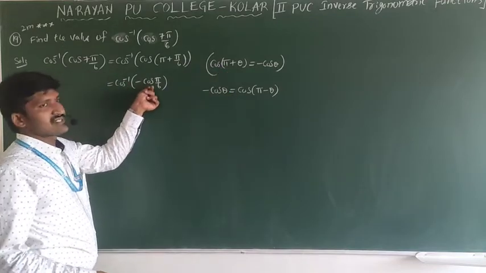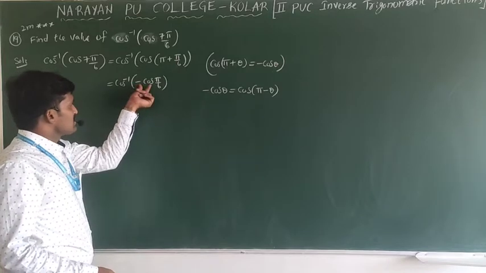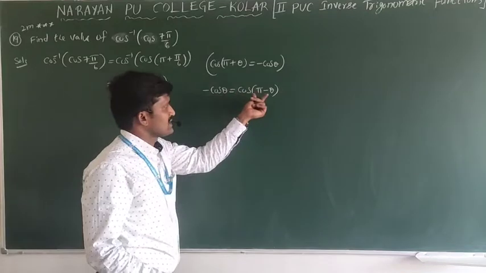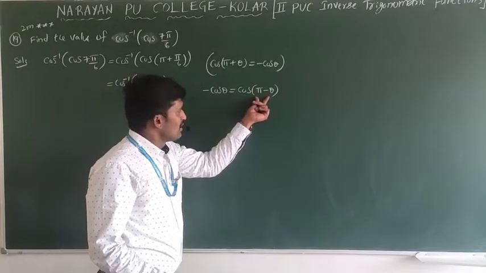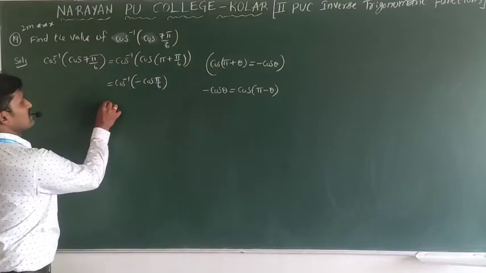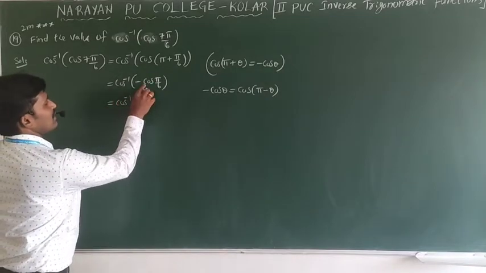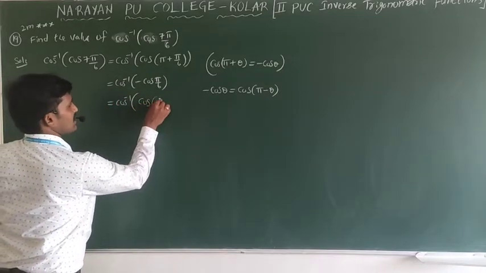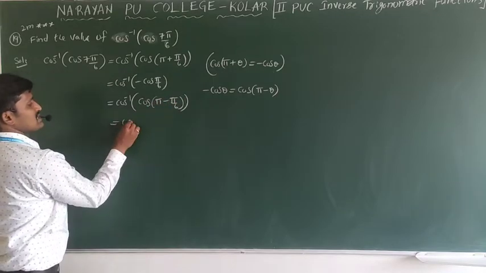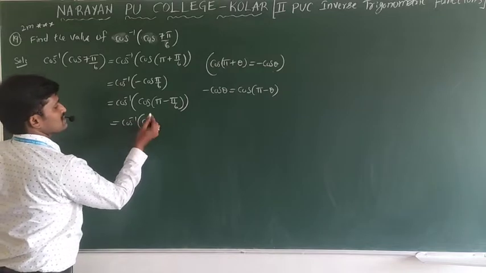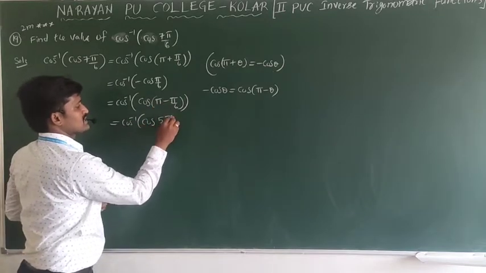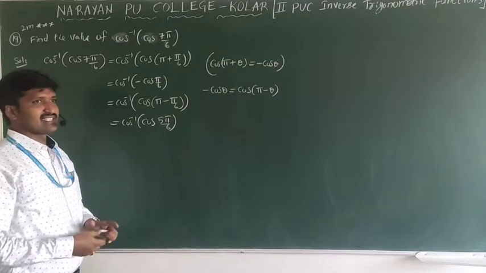To simplify this, to eliminate this minus, I am writing minus cos theta as the second quadrant angle, that is cos of pi minus theta. That is cos inverse of minus cos pi by 6, I am writing cos of pi minus pi by 6. That is cos inverse of cos. Take LCM 6, pi minus pi by 6 is 5 pi by 6. Now check whether this angle is in the range or not.